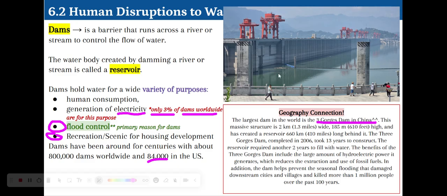It's 1.3 miles long, and this is a huge topic on the AP exam. I promise you this will come up in some capacity. There is some geography on that test. So you do need to know that the Three Gorges Dam is in China, and it has a lot of benefits. It does include a large amount of hydroelectric power, which is a renewable resource. We'll get to that in our next unit. And it also prevents flooding.